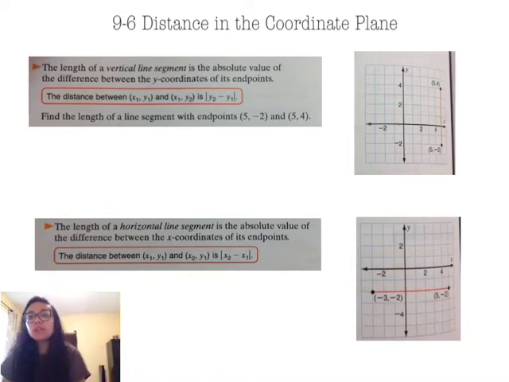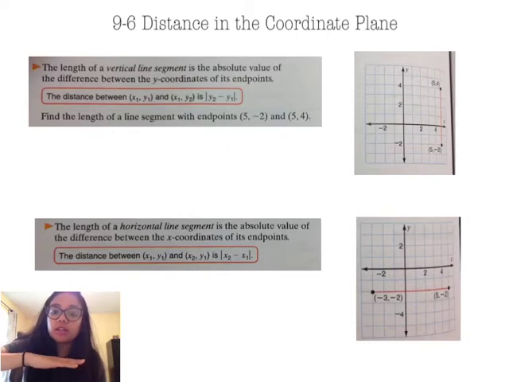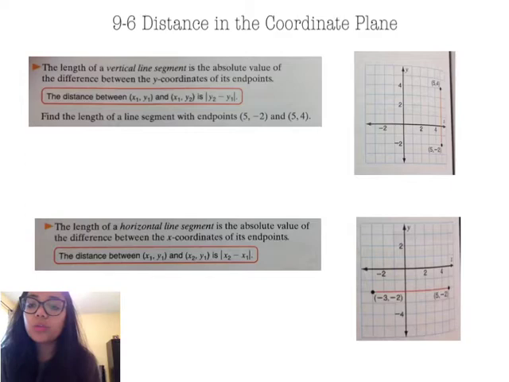Okay, so today we're going to be doing 9-6 distance in the coordinate plane. I'm going to give you two examples right now of whenever you have a vertical line segment, which is on your y-axis, and a horizontal line segment, which is on your x-axis. It has to be perfectly vertical or perfectly horizontal for it to work this way. If it's not, then you're going to have to use the distance formula, which is derived from Pythagorean theorem. So let's go ahead and start.